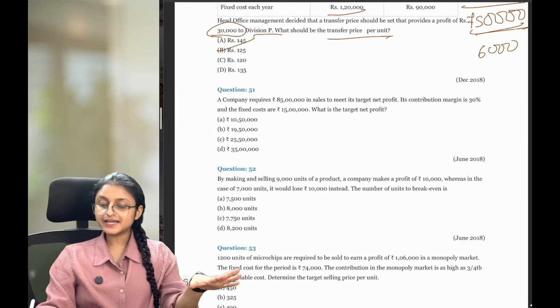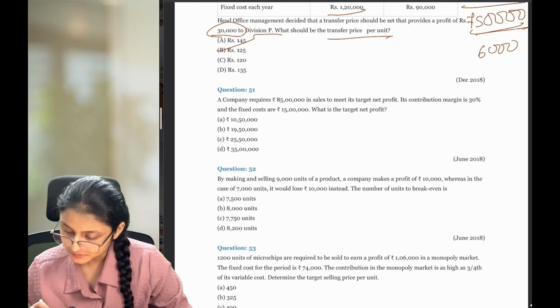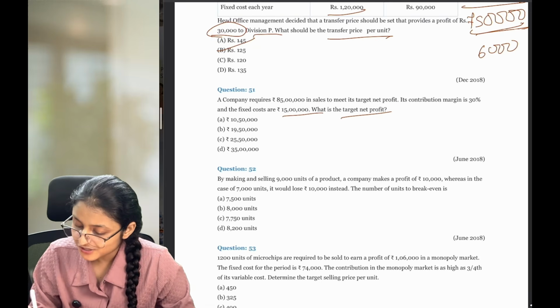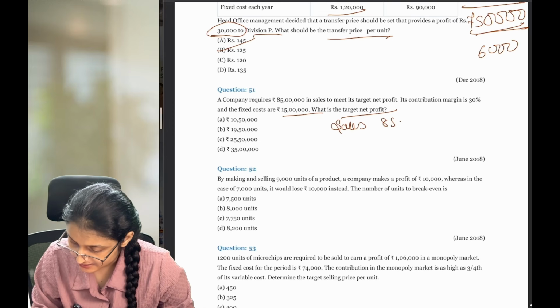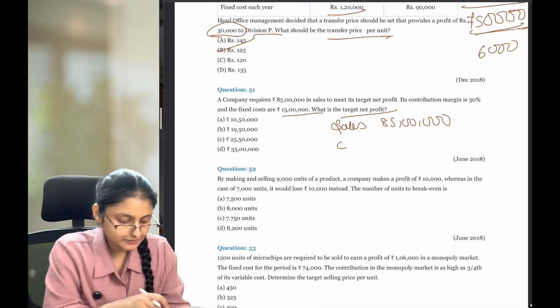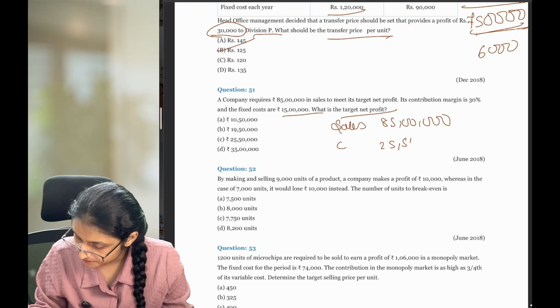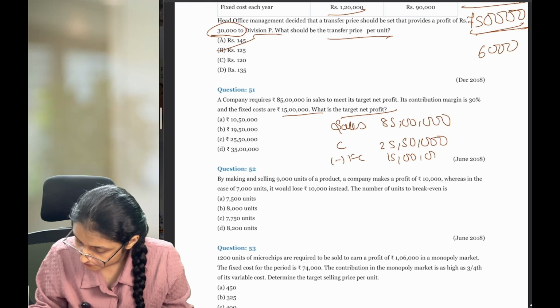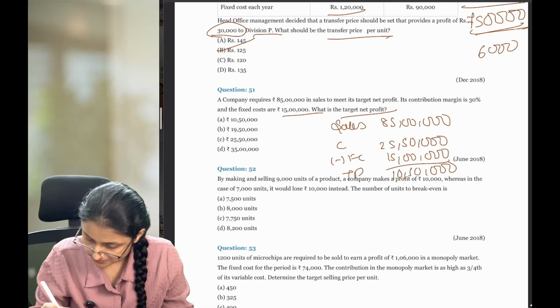A company requires 85 lakh in sales to meet a target net profit. Its contribution margin is 30% and fixed cost is 15 lakh. You need to tell what is the target net profit. This is very simple. Sales is given to you as 85 lakh. Contribution is 30%, so 30% of 85 lakh is equal to 25 lakh 50,000, minus your fixed cost of 15 lakh will give you the target profit which we want to earn, and that is 10 lakh 50,000.